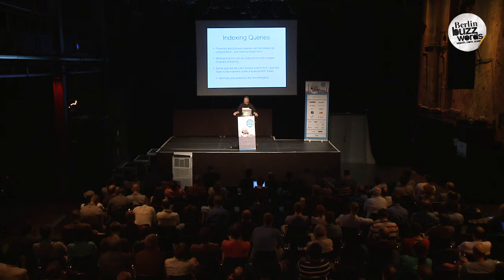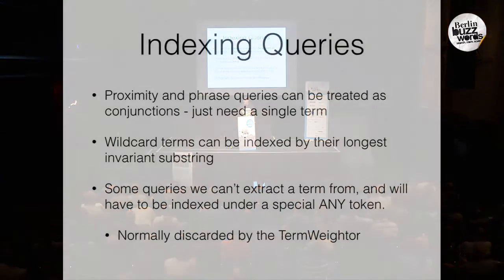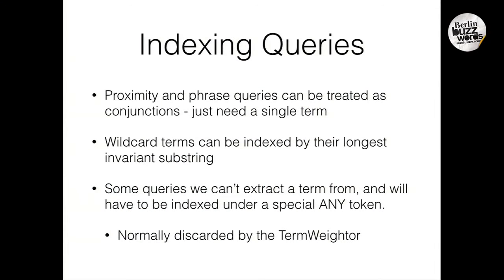More complex queries, things like proximity queries and phrase queries, you can just treat them as conjunctions. So again, you just need a single term out of the phrase, and it runs through the term weighter, and it chooses the best term. So for a phrase like the Jabberwock, you're going to index Jabberwock.